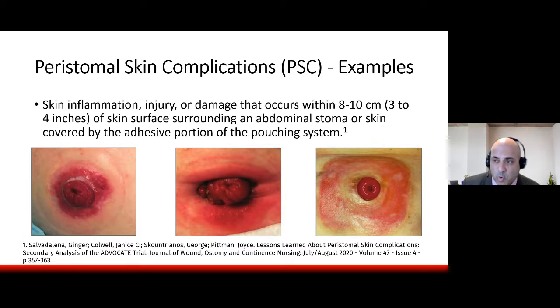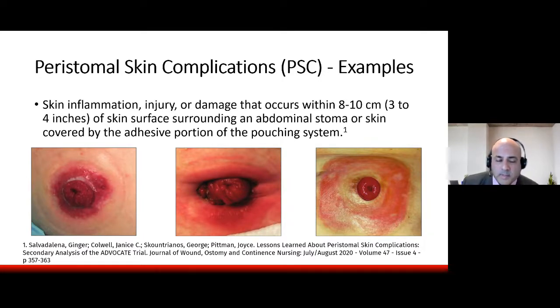If the skin is broken, we can use something called powder. We'll see that in a little bit. But if the skin is just red and not broken, simply removing the barrier, cleansing the skin, drying the skin, and re-measuring the ostomy is usually the best course of action.